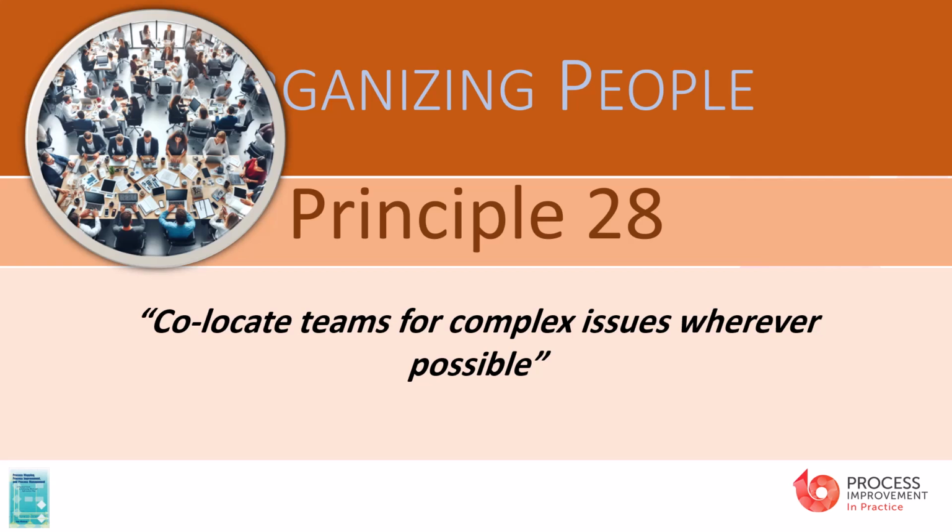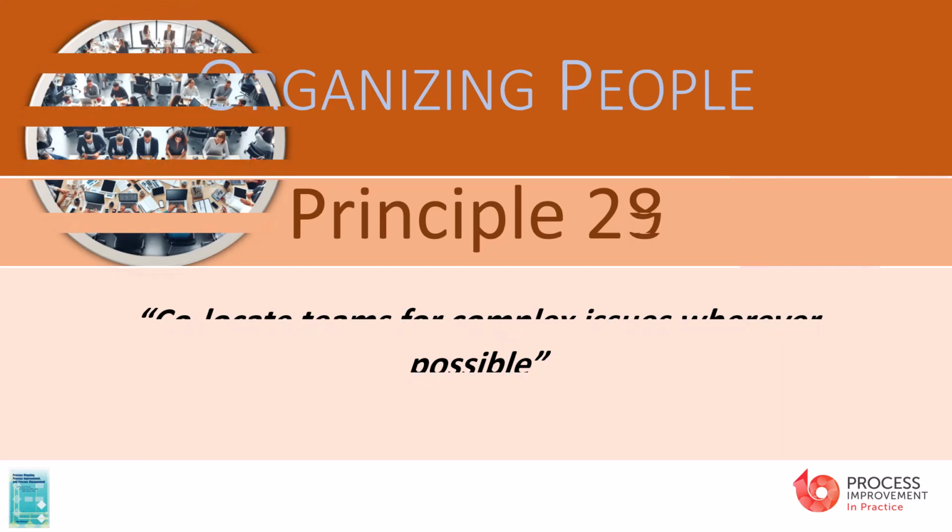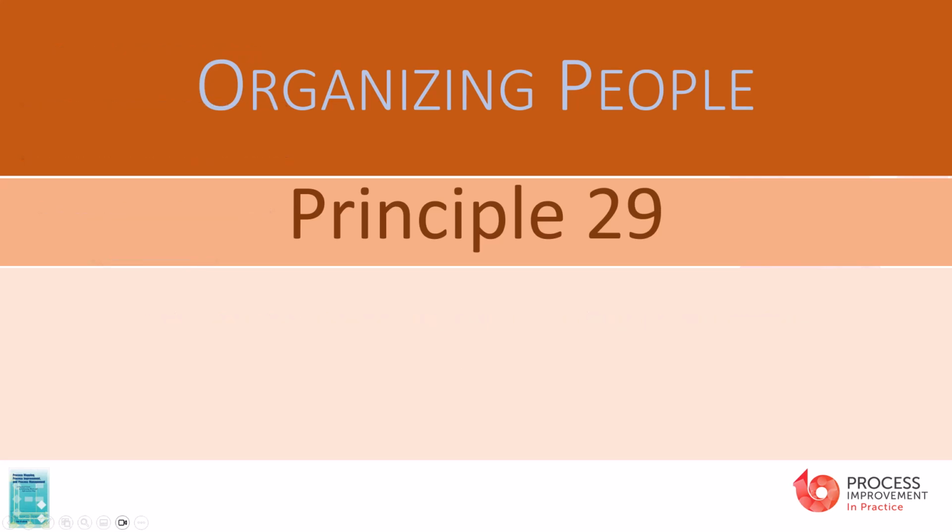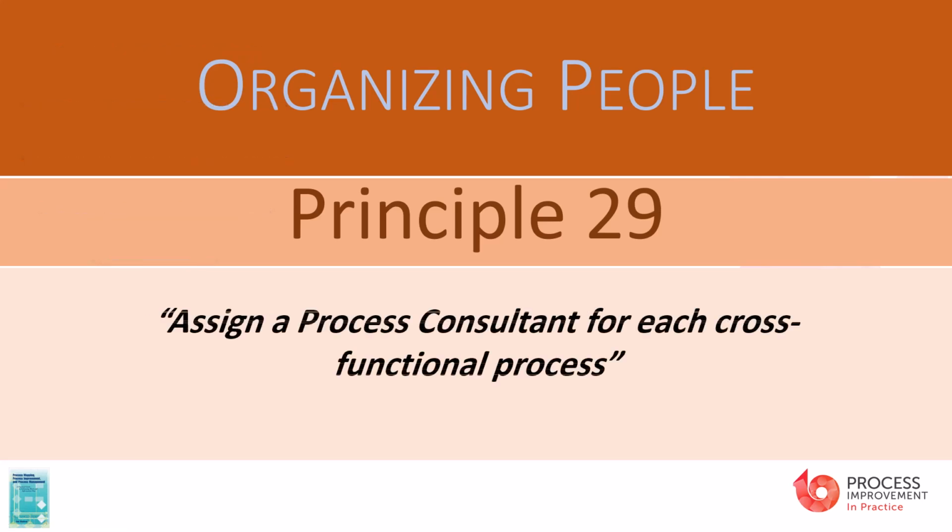If co-location is not possible, you need to connect process owners together in such a way that makes information flow quickly and with high response and availability of people. This principle implies moving into the matrix-style organization, where a process consultant is assigned for each cross-functional process.